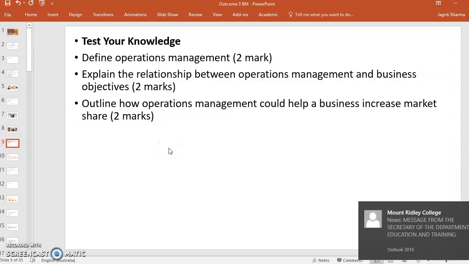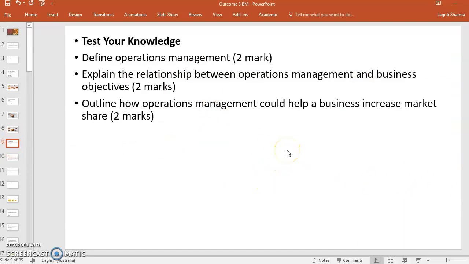Now these are the questions you need to answer. This is going to be your work for the rest of the session for today. If you have any questions, you need to communicate with me via Teams and send me your work at the end of the session.